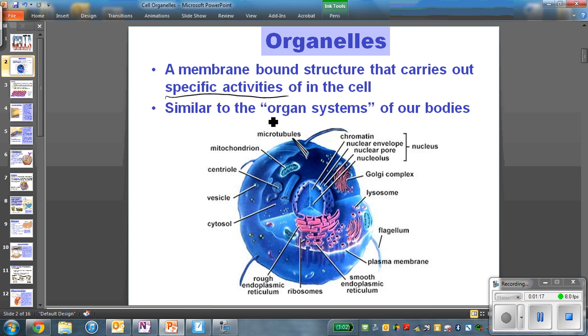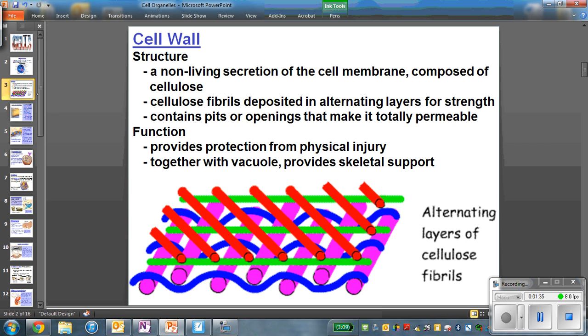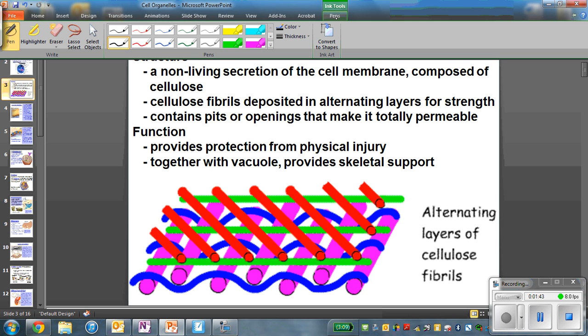Think of them like your organ systems. You know, your muscles do a job, your heart does a job, your kidneys do a job, your bones do a job. All of those things are sort of in cells as well. And that's where we get the term organelles, mini organs. Okay, moving on. Now we're going to talk about a few of these, and I'll note where these are located too. All right, so first one here is going to be the cell wall.